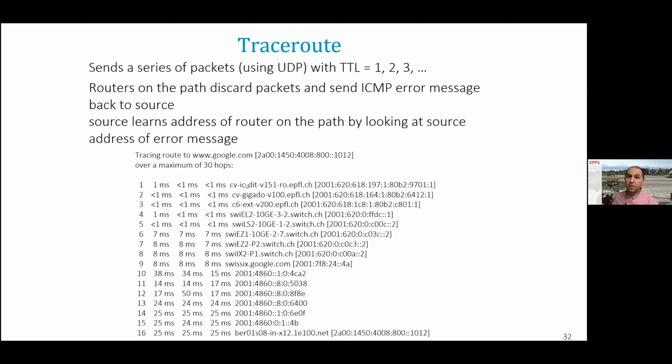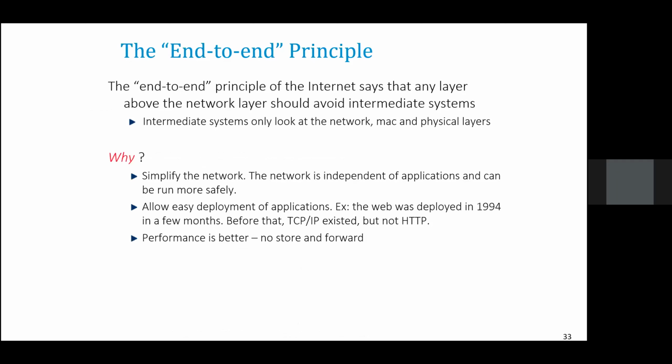Because for every hop, traceroute sends 3 packets. So it will send 3 packets with TTL equal to 1, and 3 packets with TTL equal to 2, and 3 packets with TTL equal to 3. And for each packet, it will compute the round trip time. Oh, okay. Thank you. Most welcome.